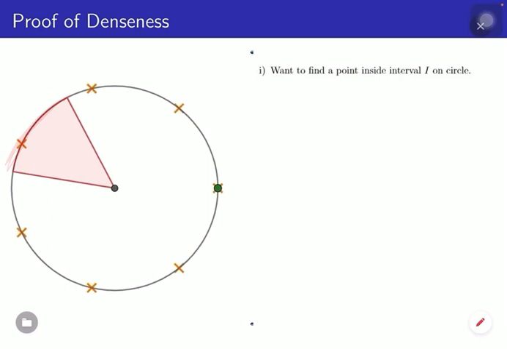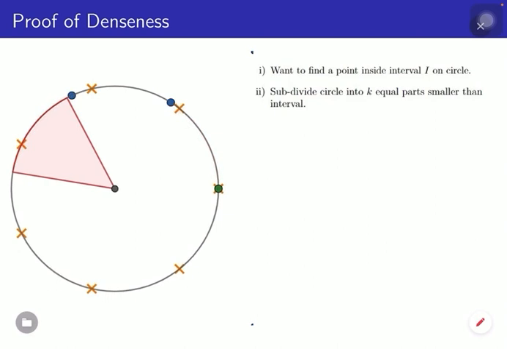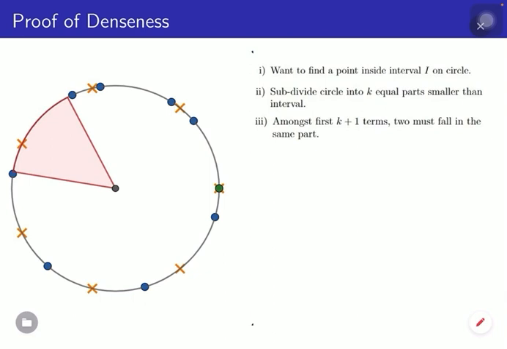Now the first thing we're going to do is subdivide this circle into equal parts such that the length of each part is smaller than the length of the interval. That's the important thing about this subdivision. And now let's take a few points of our sequence. Eventually, 2 points of our sequence will land in the same part of the subdivision. Here we have 7 parts, so when you get 8 terms, 2 of them will fall in the same part.